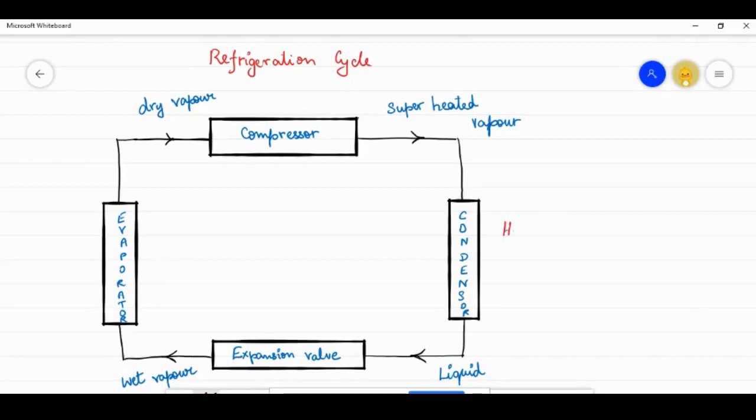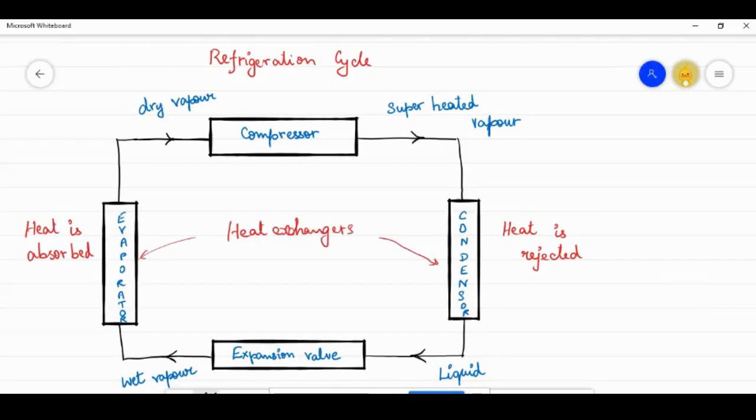While heat is rejected to the surroundings at the condenser, heat is being absorbed from the refrigerated space, or the space to be cooled, at the evaporator. So both evaporator and condenser are heat exchangers. Hence, we will have a short discussion about heat exchangers.